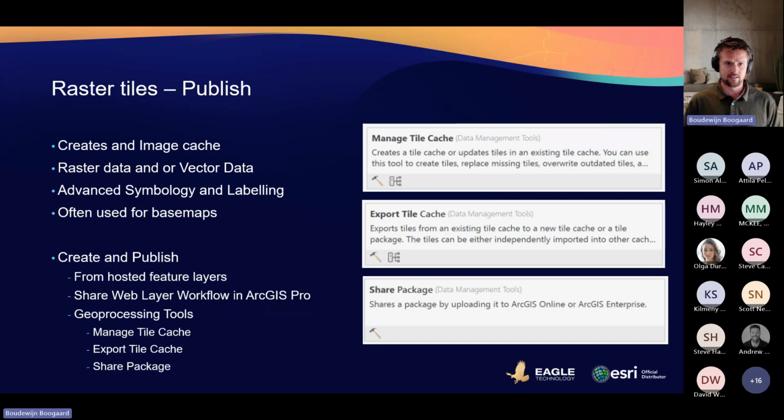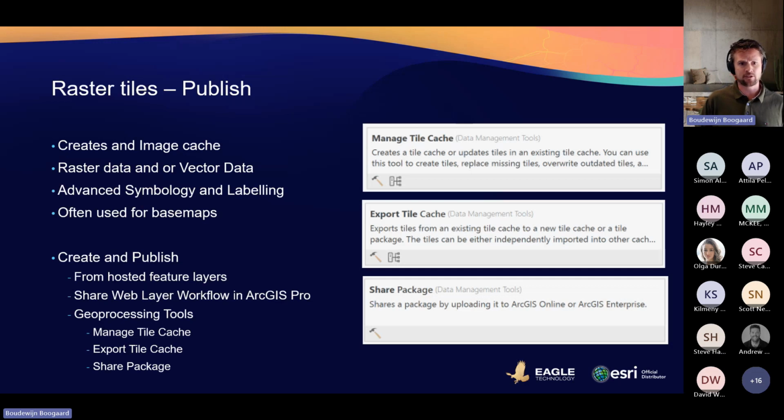And it supports raster data or vector data. One use case is if you use very advanced symbology that isn't yet supported in ArcGIS Online as a feature layer, but it is supported in ArcGIS Pro, you can actually cache that. You can't change it after it's cached, but you can use that advanced symbology. And what we see is it's often used for base maps. Now that vector tiles have come in for topographic type maps, usually it's a vector tile, but for example, for imagery maps or hillshade maps, we use raster tiles to publish them.